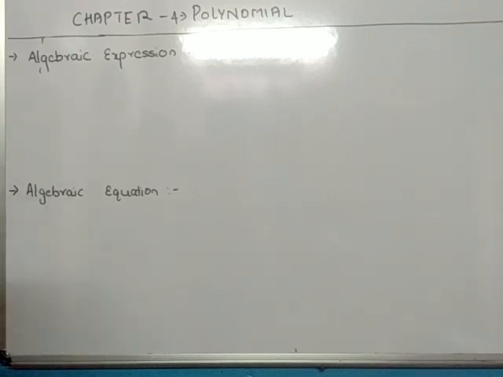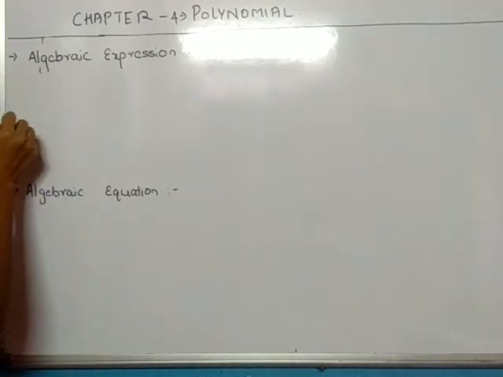Here, algebraic expression is also a mathematical expression. It is a mathematical expression that consists of numbers, variables and operations. Operations are addition, subtraction, multiplication and division. Okay. So let's see some examples for algebraic expression here.